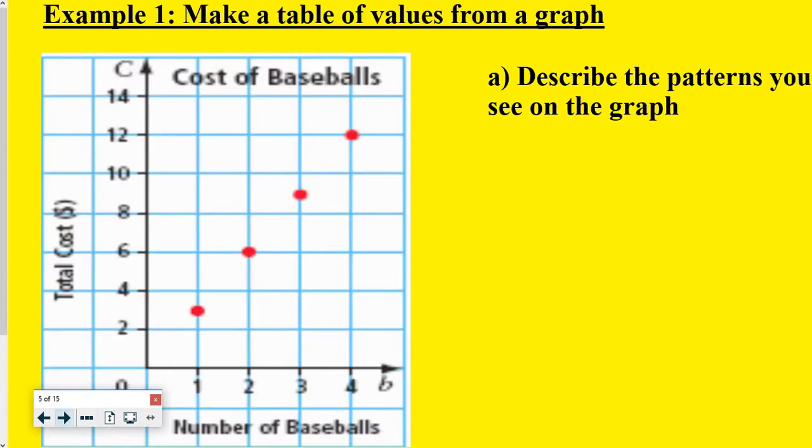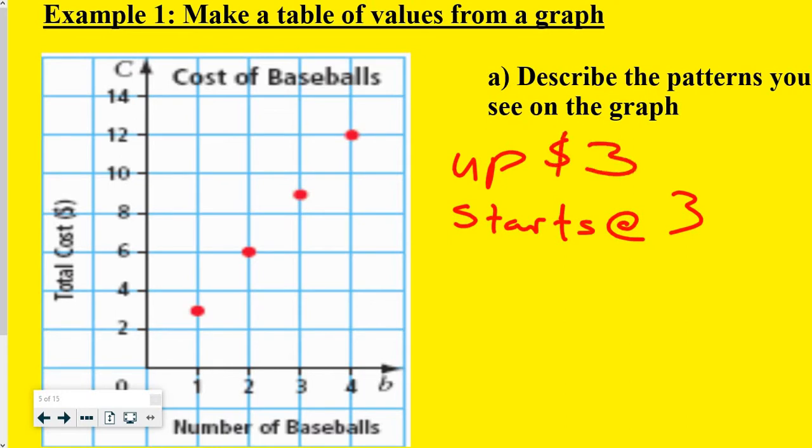So make a table of values from the graph. We're going to work through this. Describe the patterns that you see on the graph. The cost of the baseball seems to be going up regularly, and it starts at $3 and goes up $3 every time.